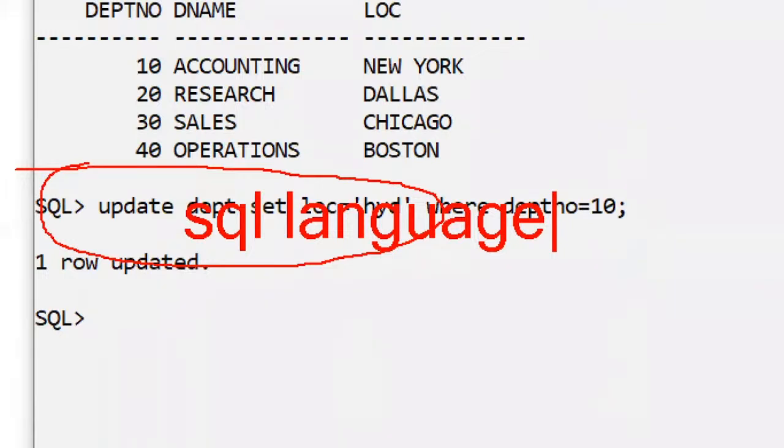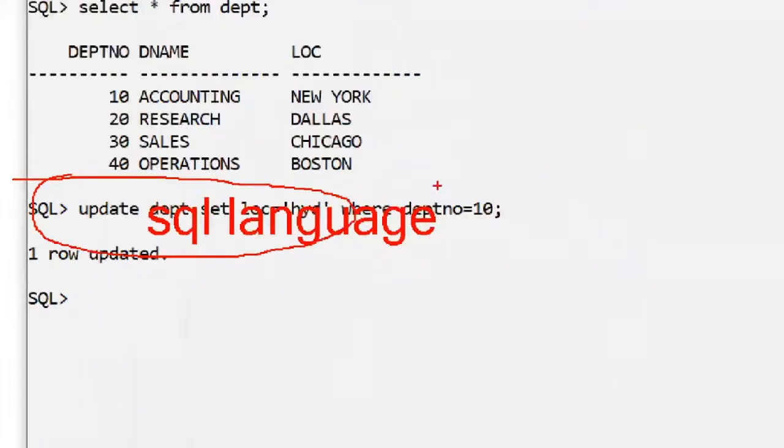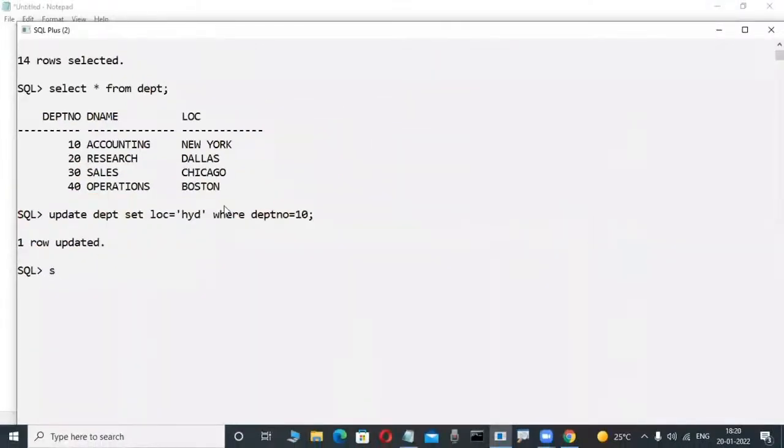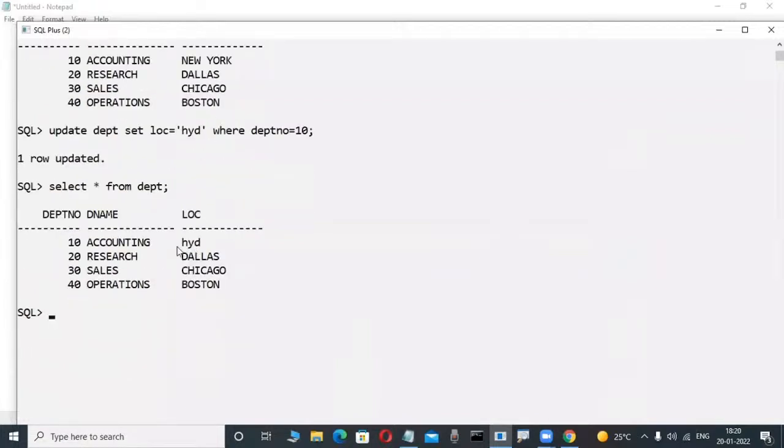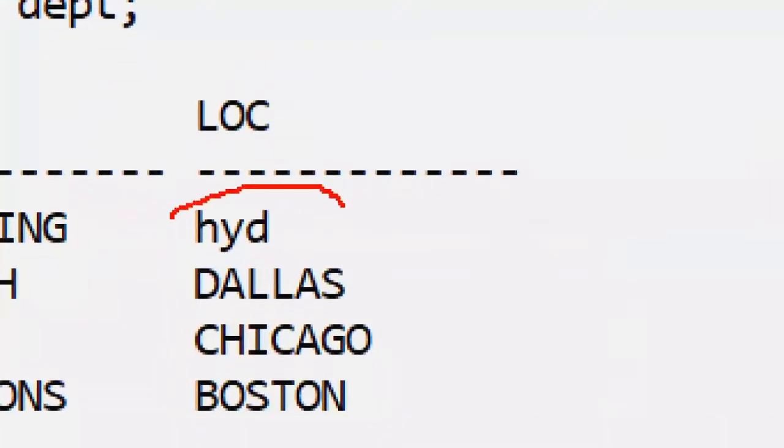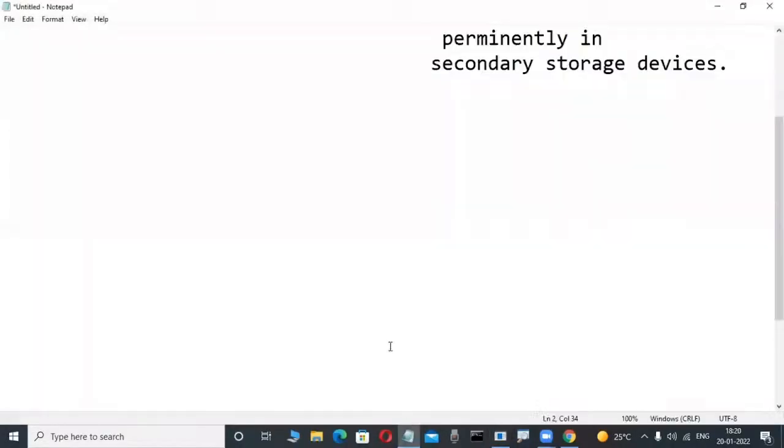Now observe here. Once we write this type of coding, which is called the SQL language, it is automatically reflected in your database. Observe here, in your database: in the previous case, New York is there, but in this case, Hyderabad is the location. Yes or not? Yes. That's why always observe it here.